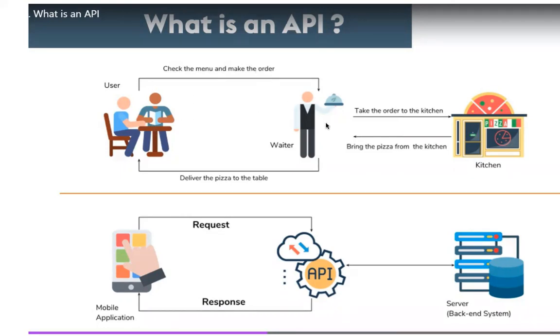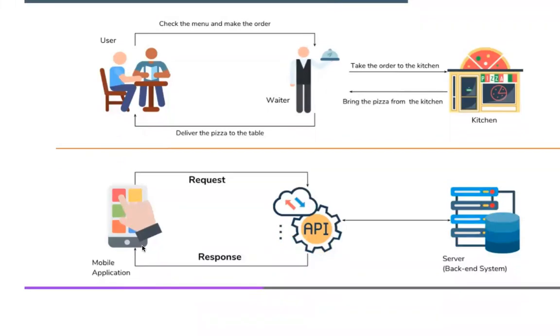Yes, sir. So this is how an API works. Here in a mobile application, suppose you want to create a Facebook account. You provide the username, password, some basic details, mail ID, your phone number, everything. Then you click on submit. The moment you click on submit, the request goes to the backend system, that means the server, where they keep the Facebook server.